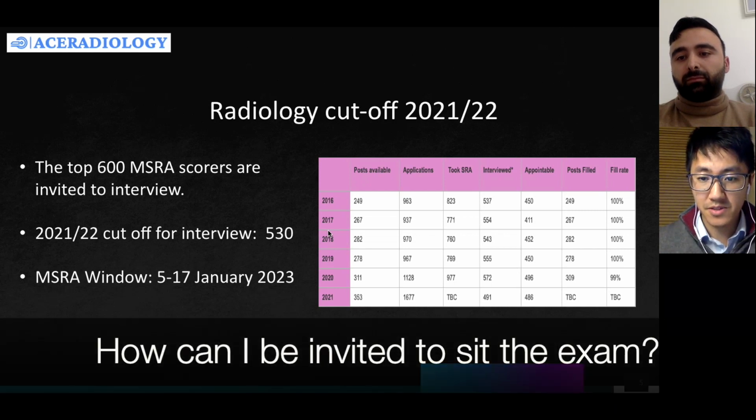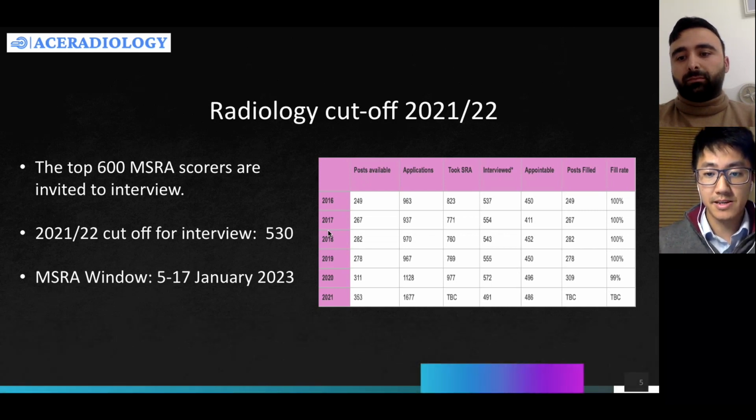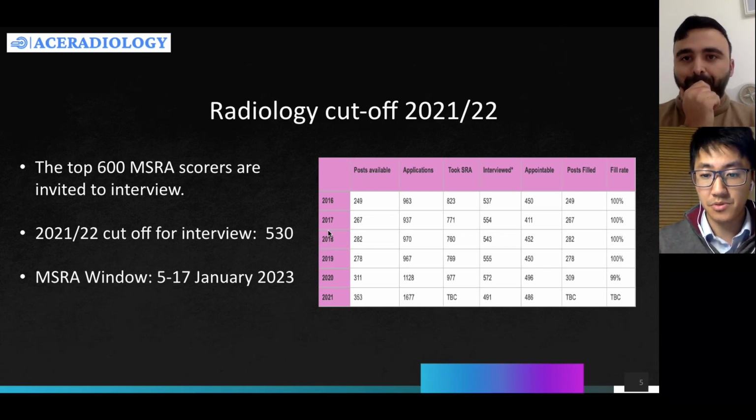How can I be invited for the exam? So you're invited when you submit an application for a specialty that uses the exam. So for example, you have to apply for radiology or apply for GP specialty training in order to then get an invitation to sit the exam. So it's not like the MRCS where you pay money and then you sit the exam. For this, you have to do an application through Oriel.